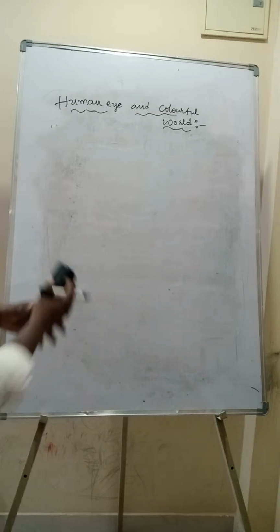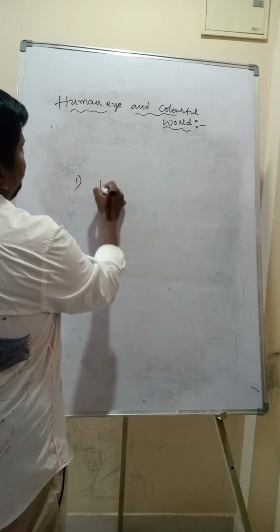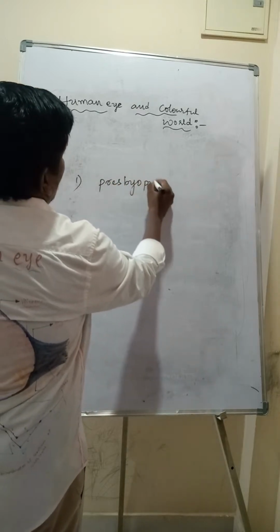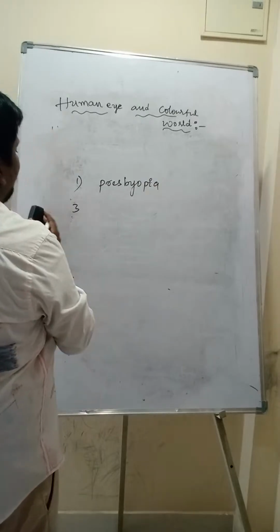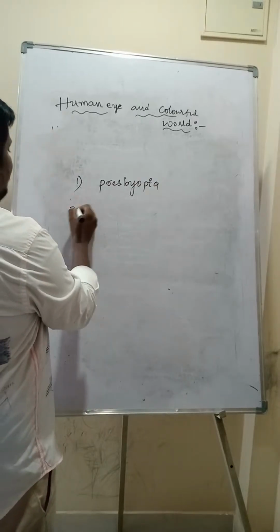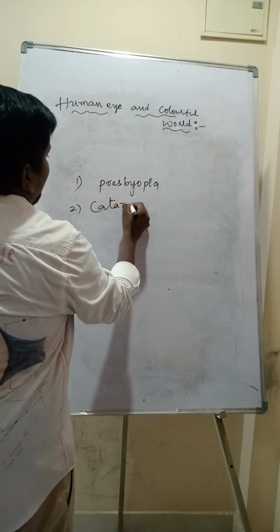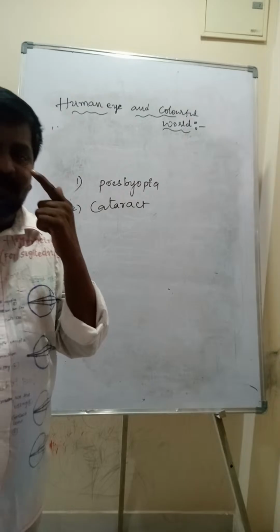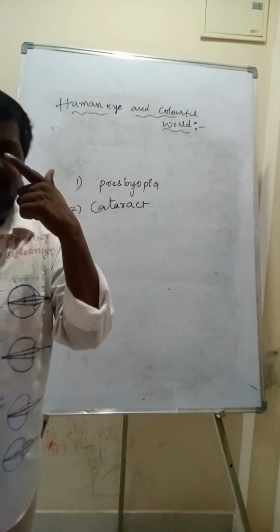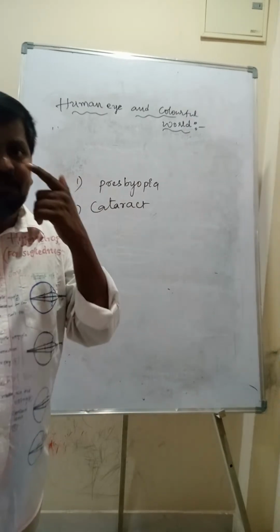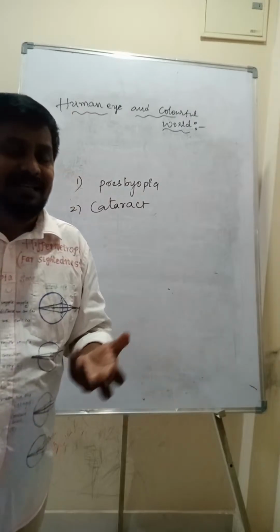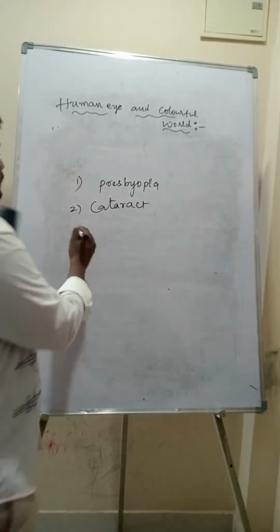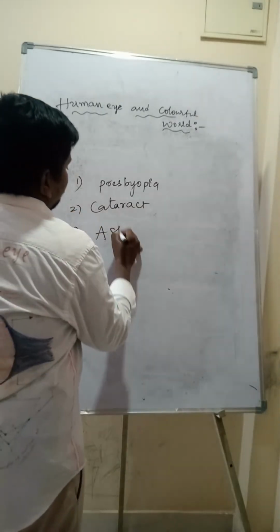Cataract. So one is presbyopia, we discussed presbyopia, and the second one is cataract. In cataract, a milky and cloudy layer will form in the eye while getting aged. So it will become like this. By laser surgery only we can cure the defect. And the third one is astigmatism.